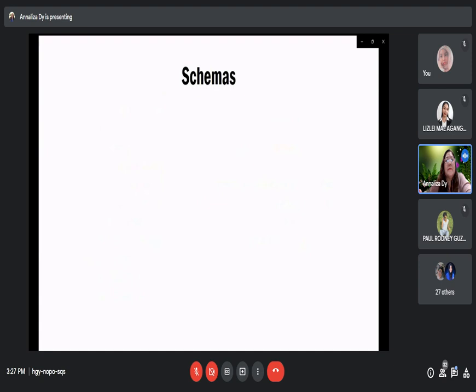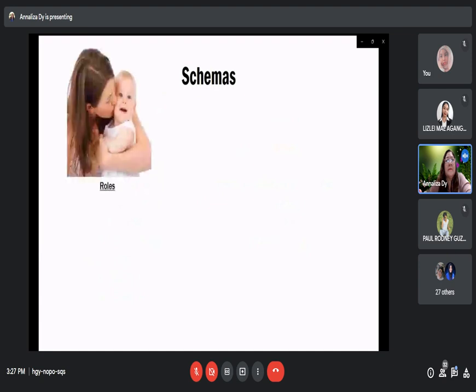We can have schemas about multiple things. For example, we might have schemas about roles that we play, different social roles. So if I find out that I'm a mother, that would count as a role. And if I find out other kinds of social roles. We also have schemas about groups, about stereotypes, a little bit more about that, a little bit about our social role.